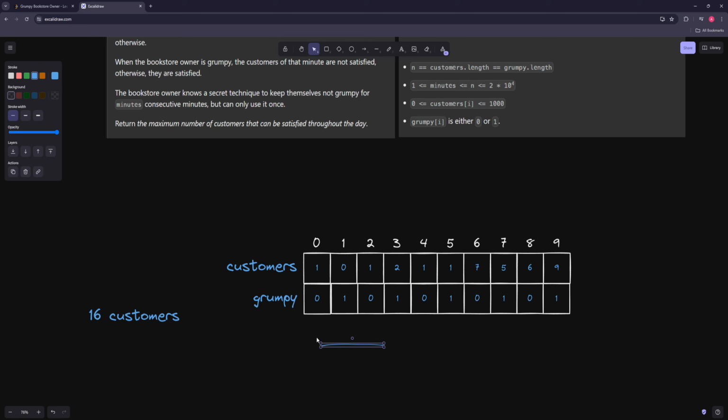You're always going to want to use the full window, because even if, let's say, the owner wasn't grumpy at all, if you use the whole window, you're still going to get the same result. You're still going to get an optimal result. You're still going to get tied for the best, and so on.